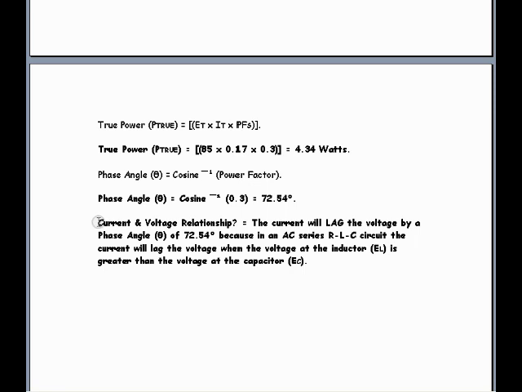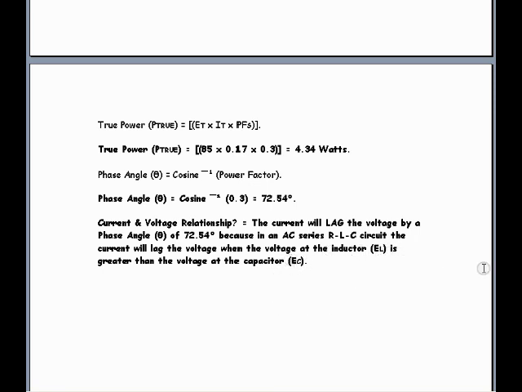And then lastly, the relationship between the voltage and the current for the circuit. The current will lag the voltage by a phase angle of 72.54 degrees, because in an AC series RLC circuit, the current will lag the voltage when the voltage at the inductor is greater than the voltage at the capacitor. We know that current is constant in a series electrical circuit, so we have to focus on what the voltage is, the difference between the voltage at the inductor and the capacitor.